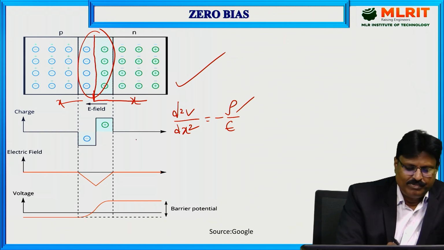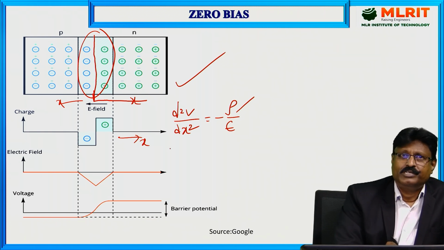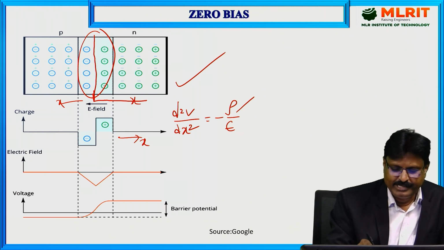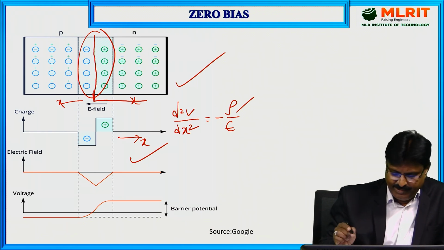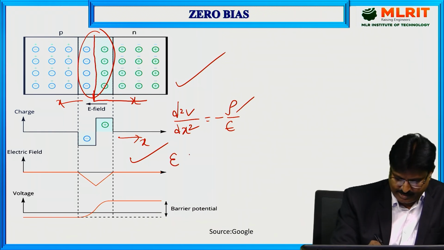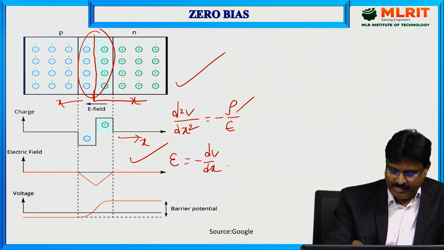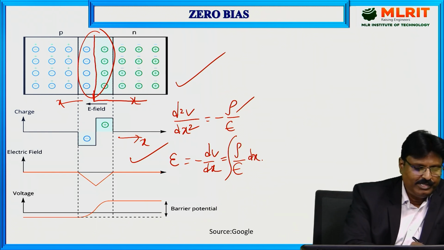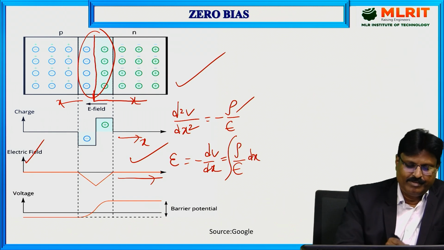This particular graph shows charge versus the distance from the junction along the diode. So d square V by dx square is equal to minus rho by epsilon. And the second diagram is related to the electric field, which can be written as electric field E is equal to minus dV by dx. That can be written as the integral of rho by epsilon into dx. As you can see here, it shows electric field intensity versus the distance along the device from the junction.